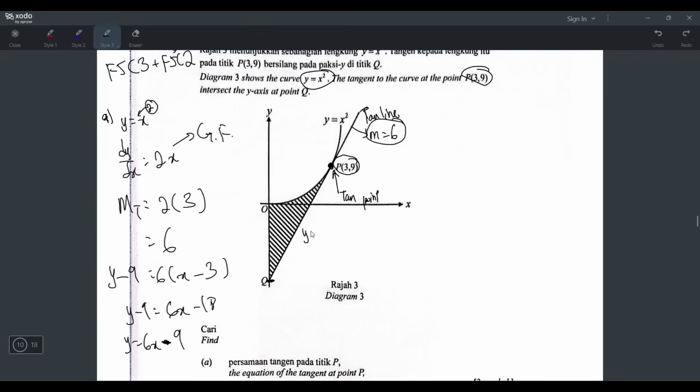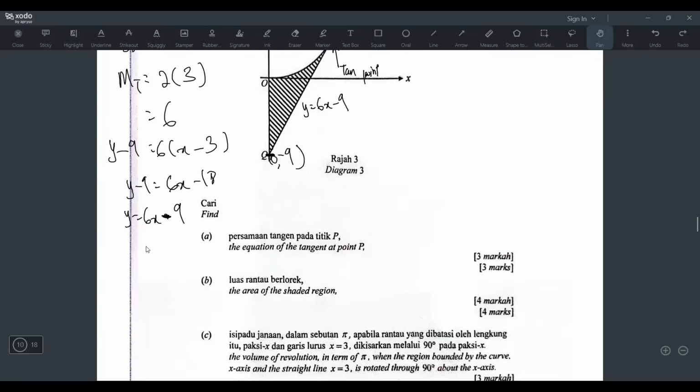Okay, I think I'll label it here also. And also, if this is y equals 6x minus 9, means your point Q is negative 9. Because point Q is the y-intercept of this line. So when you're finding y-intercept, the x-coordinate will be 0. So you can substitute 0 inside this equation. 0 times 6 is 0, 0 minus 9 is negative 9. Okay, I still don't know what they want for B, so let's see.